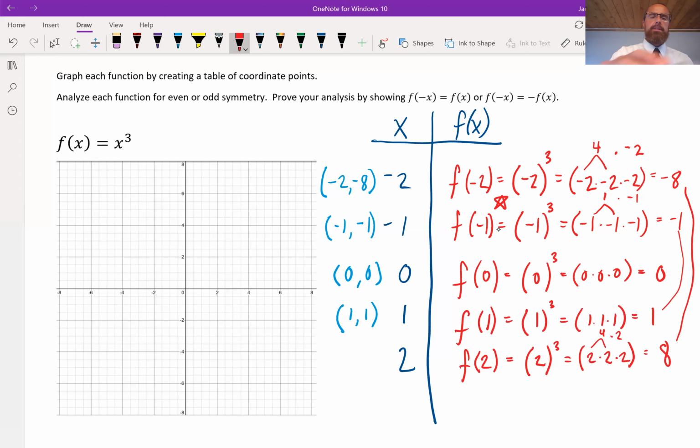So as I write this, I need to think about how that's going to affect the symmetry of the graph. 2, 8. Let's graph those points. So I've got -2, -8, -1, -1, 0, 0, 1, 1, and 2, 8.